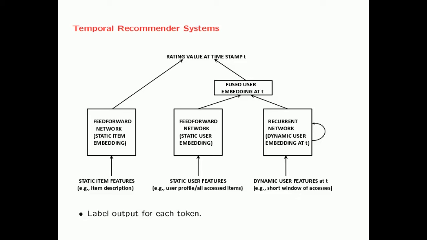So in order to handle that sequence of access, you use a recurrent neural network, and you fuse the recurrent neural network hidden state embedding with the embedding of the user's profile, and you get a fused user embedding at time t, and then you will have the item embedding. That way you can use these two to get a rating value. Now this rating value might simply be an implicit feedback rating, that means whether or not the user is going to access the item at time t.